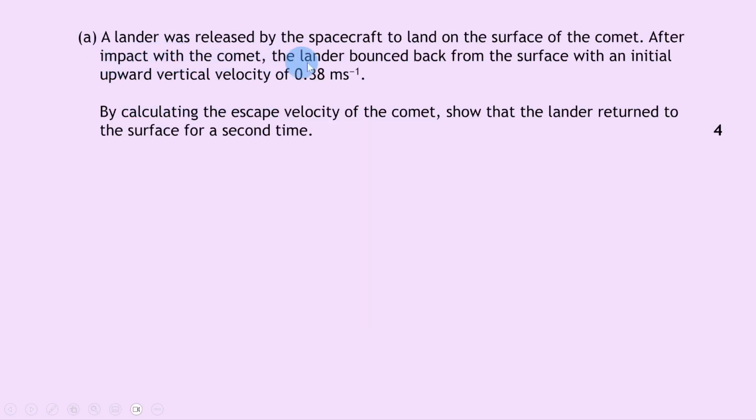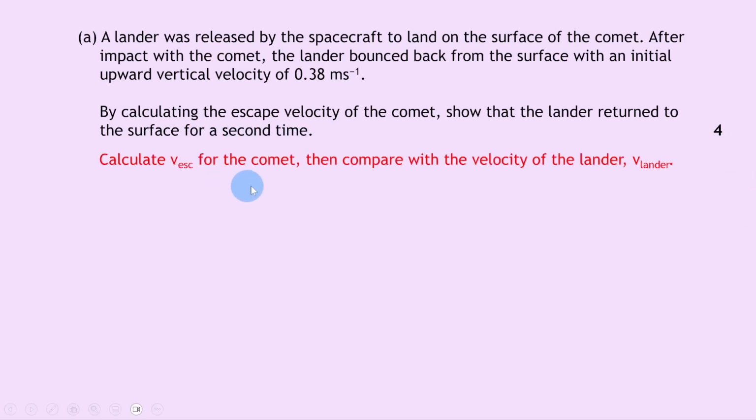Part A says a lander was released by the spacecraft to land on the surface of the comet. After impact with the comet, the lander bounced back from the surface with an initial upward vertical velocity of 0.38 meters per second. By calculating the escape velocity of the comet, show that the lander returned to the surface for a second time. And you'll see there's 4 marks available here. Well, what we need to do here is calculate the escape velocity for the comet and then compare this with the velocity of the lander.